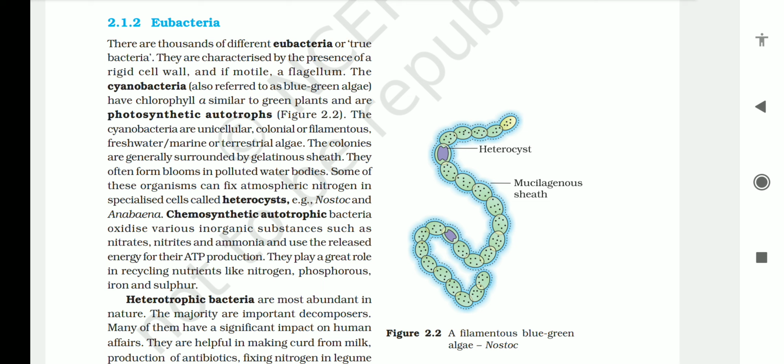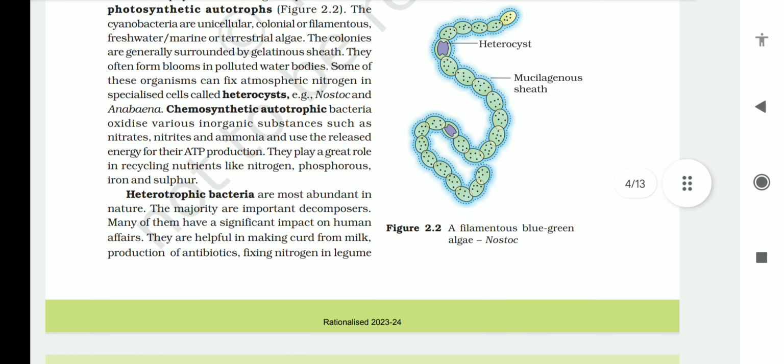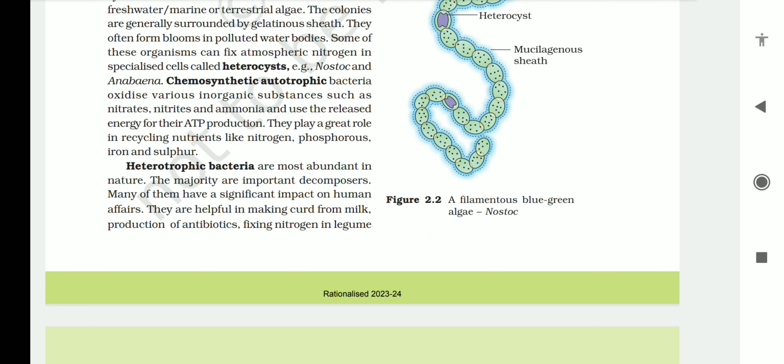Some of these organisms can fix atmospheric nitrogen in specialized cells called heterocysts. Example, Nostoc and Anabaena. Chemosynthetic autotrophic bacteria oxidize various inorganic substances such as nitrates, nitrites, and ammonia and use the released energy for their ATP production. They play a great role in recycling nutrients like nitrogen, phosphorus, iron, and sulfur. Heterotrophic bacteria are most abundant in nature. The majority are important decomposers.